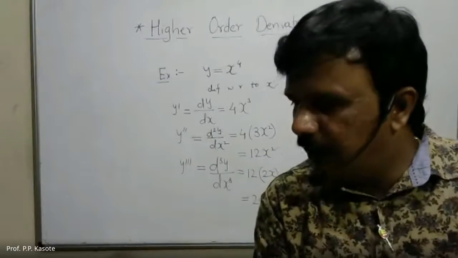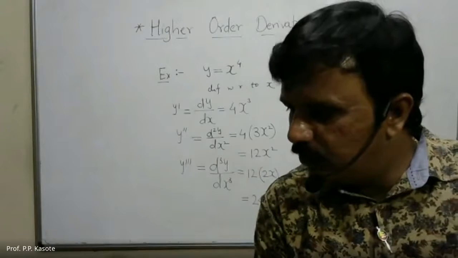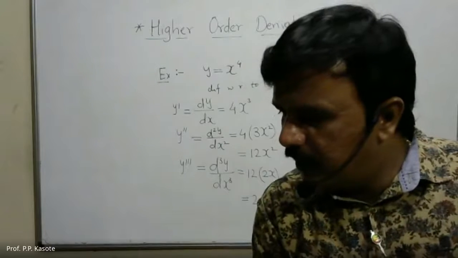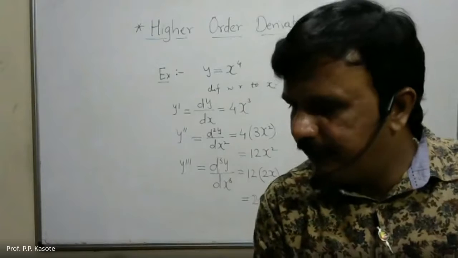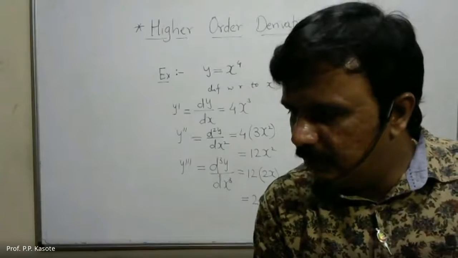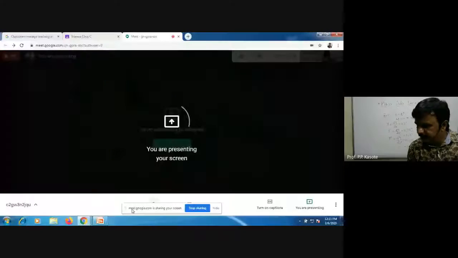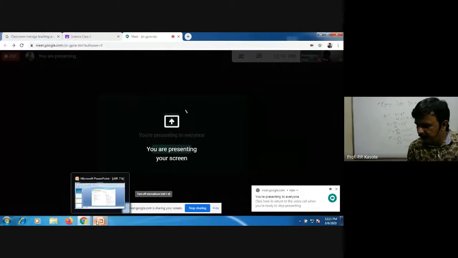कि मतलब सेकंड ऑर्डर डेरिवेटिव, थर्ड ऑर्डर डेरिवेटिव के एग्जांपल्स कैसे होते हैं, कैसे डेरिवेटिव फाइंड आउट करना होता है, उसके लिए we'll see some more examples. As you can see on screen, see this particular example on screen.